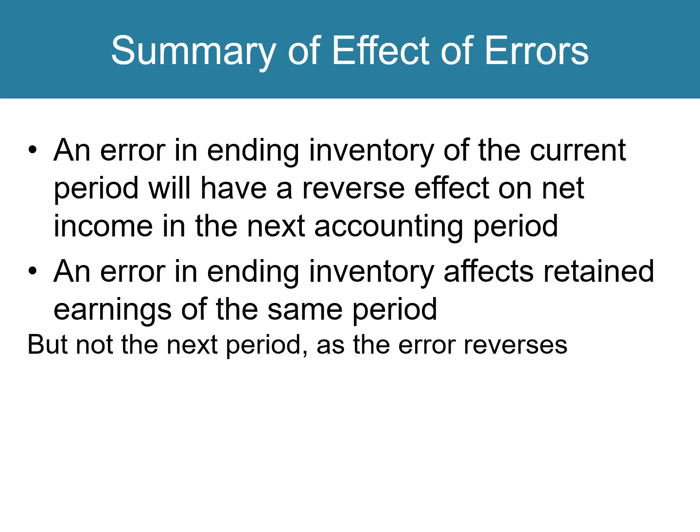Here's a brief summary of the effect of errors. An error in ending inventory of the current period will have a reverse effect on net income in the next accounting period. As well, an error in ending inventory affects retained earnings of the same period, but not the next period, as the error reverses.